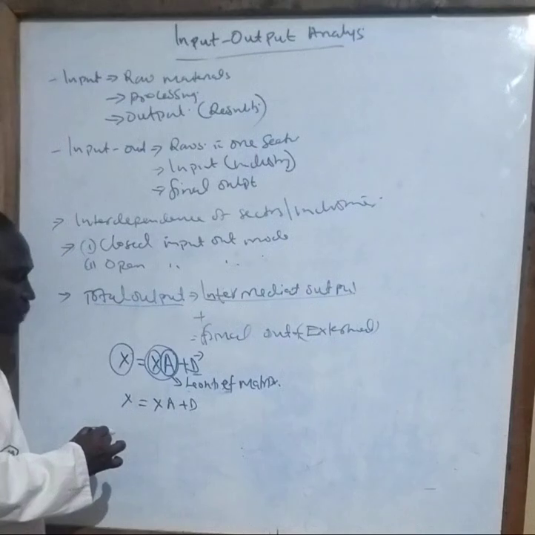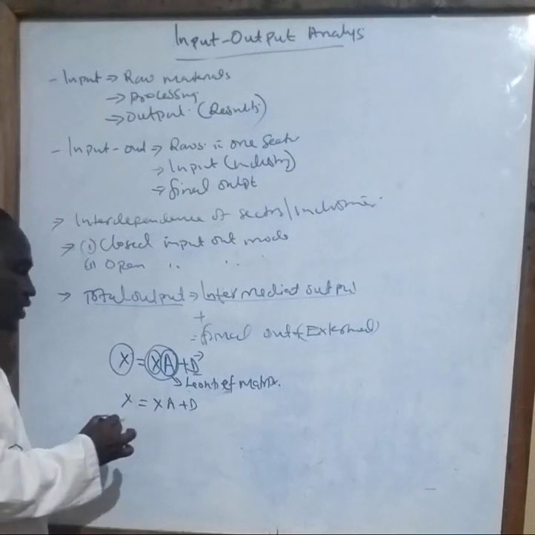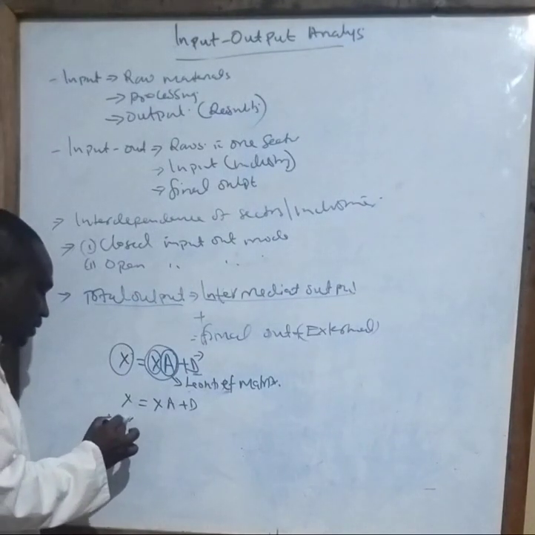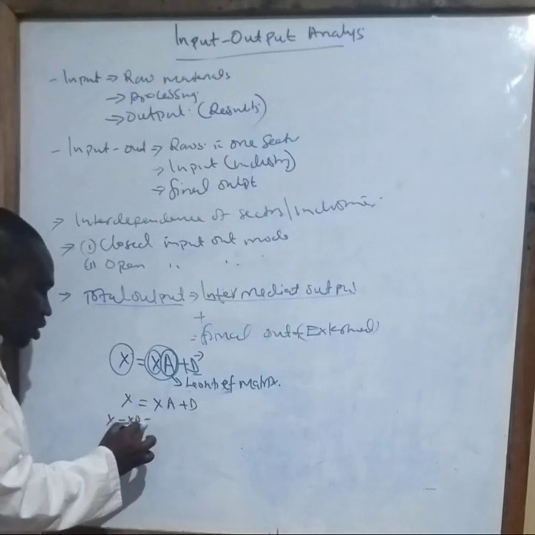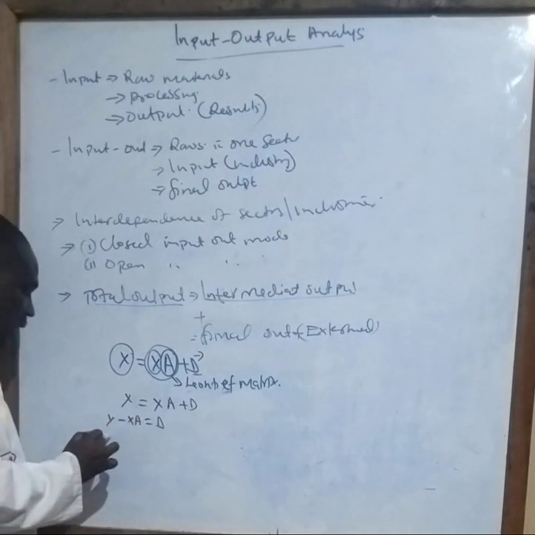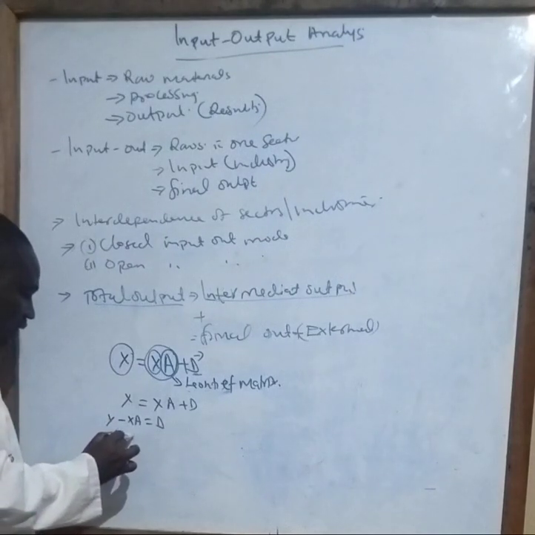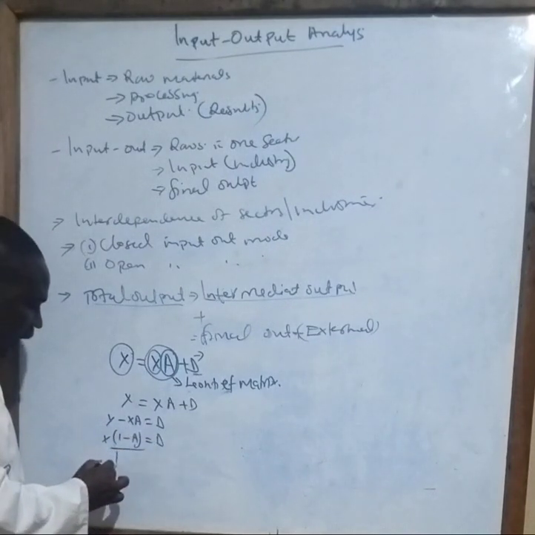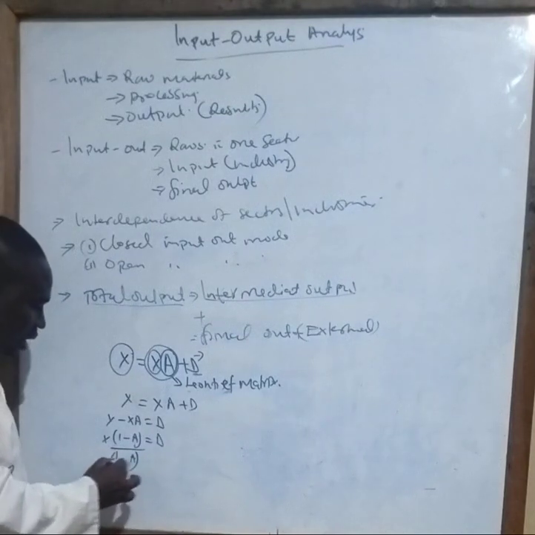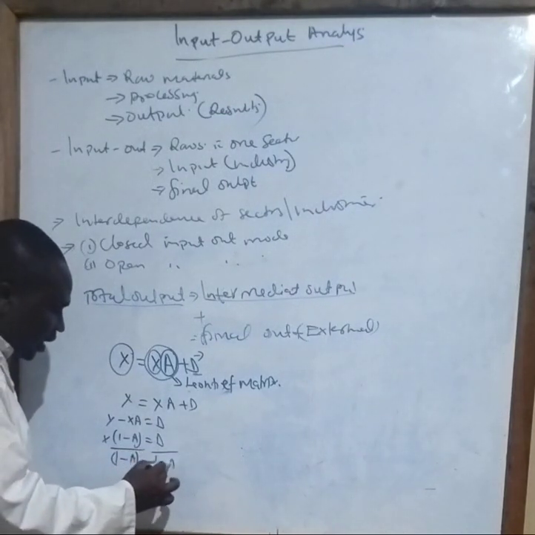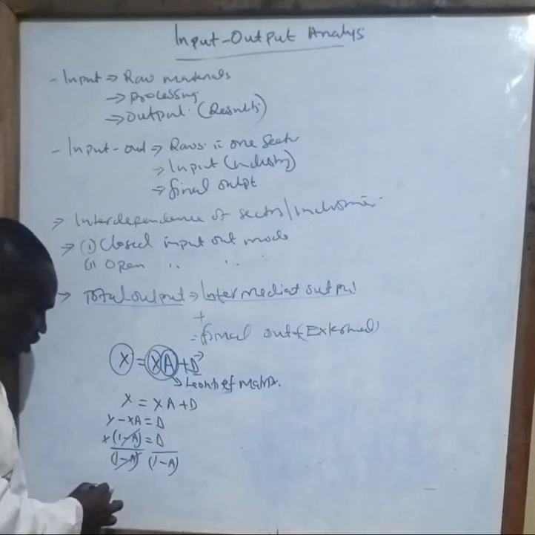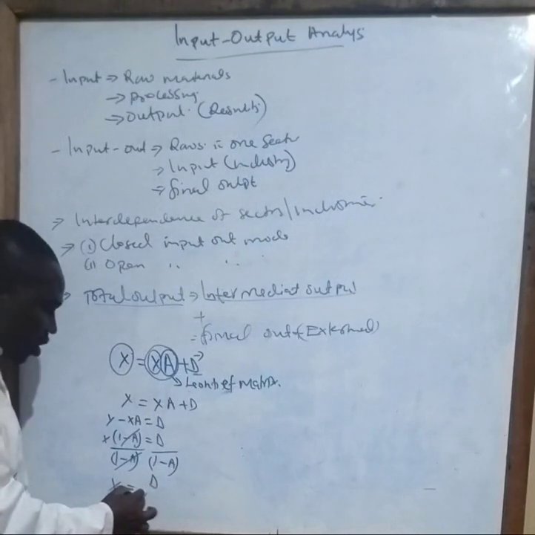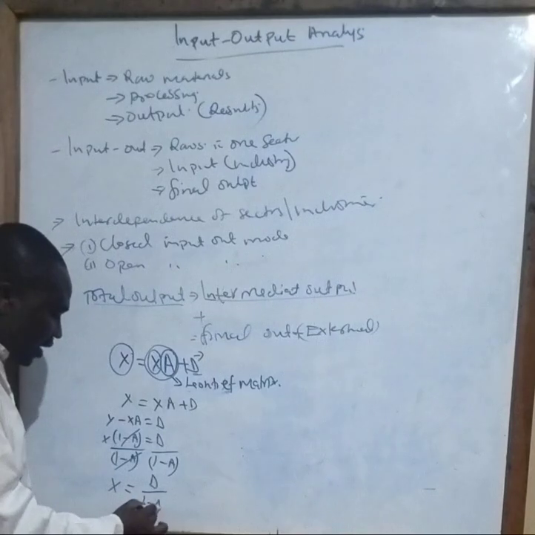Now make X the subject of the formula. In this case, we bring this side, it will be now X minus XA equals D. Then X outside, (1 minus A) equals D. You divide both sides by 1 minus A. Then you cancel. Your X is given by demand, final demand, that's external demand, over 1 minus A.